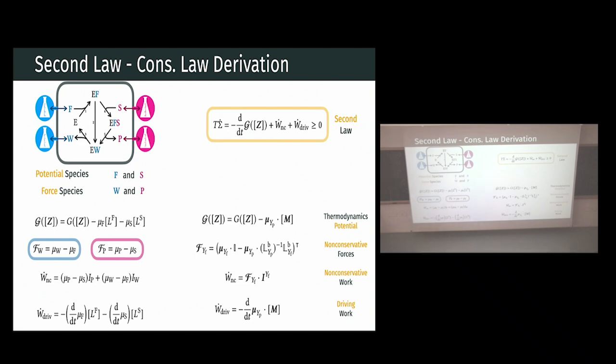So we chose F and S as potential species. We could have chosen another set. We chose that. So the new free energy is the Gibbs free energy minus the chemical potential of the fuel molecule times the corresponding concentration of the fragment, which is the sum of the concentrations of all molecules carrying that moiety. And then we have the chemical potential of the substrate times the concentration of the fragment carrying the atoms of the substrate. Now the non-conservative forces here are very simple.